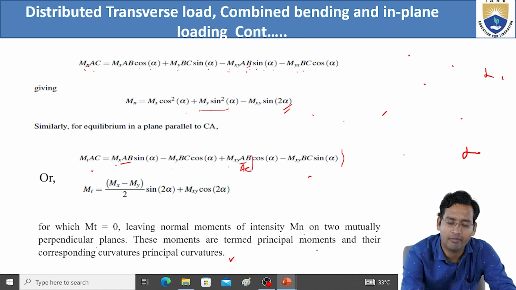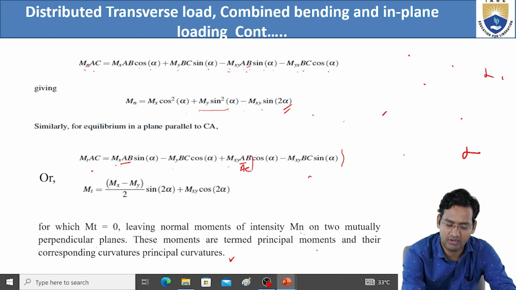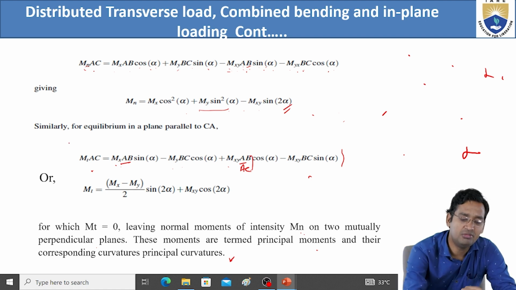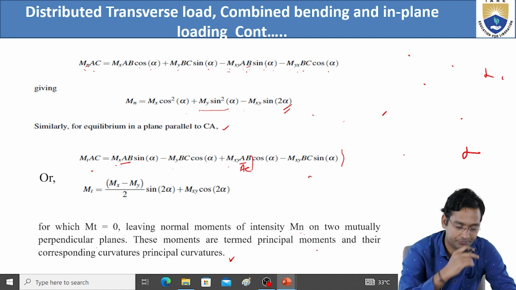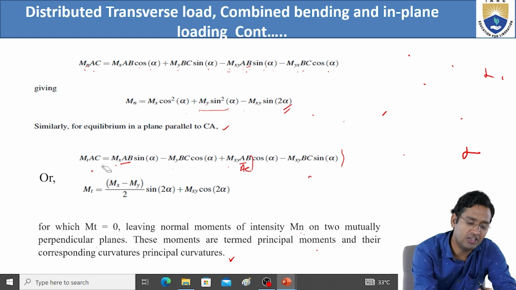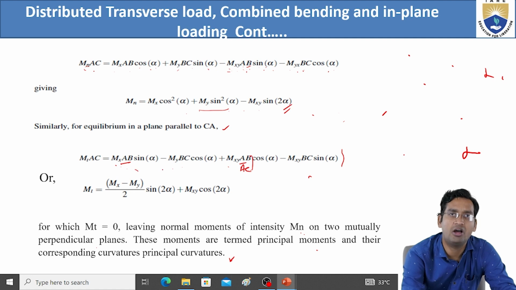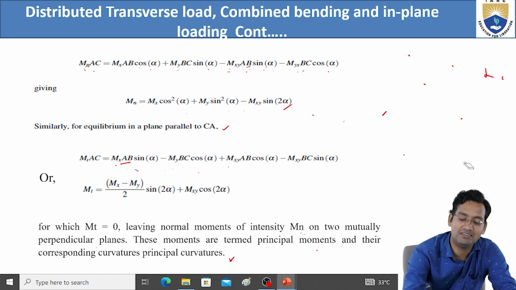Now this will get added. So this will be minus 2Mxy sine alpha cos alpha, and 2 sine alpha cos alpha is what? Sine 2 alpha. So that becomes minus Mxy sine 2 alpha. Similarly, for equilibrium in a plane parallel to CA, now along the plane CA we have to take. So again the same moment: Mt into AC equals Mx into AB sine alpha minus My into BC cos alpha plus Mxy into AB cos alpha minus Mxy into BC sine alpha.